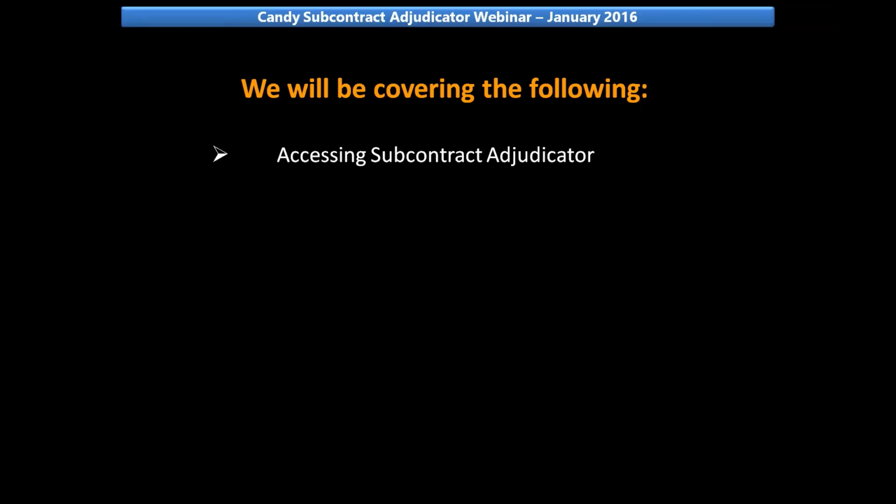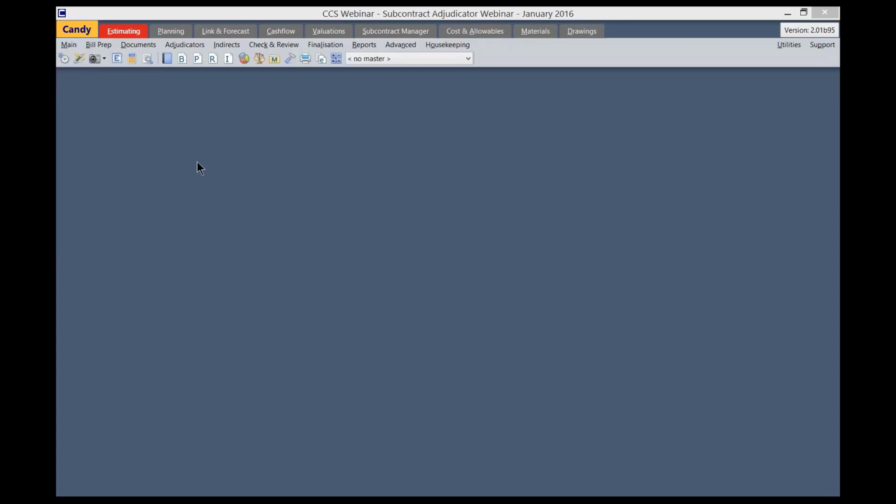Our first topic for discussion is accessing Subcontract Adjudicator. I will now show you how to access Subcontract Adjudicator. You can select the Adjudicators menu in the Estimating application and then select Subcontract Adjudicator, or you can simply click on the little tool button with a picture of a balance beam scale.